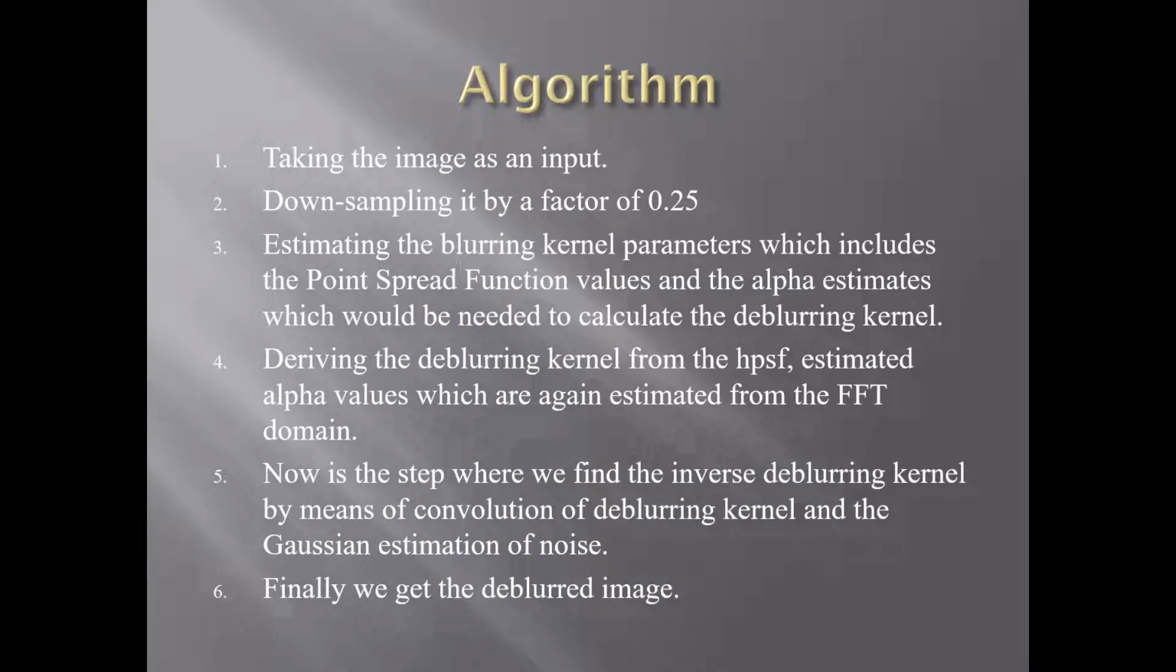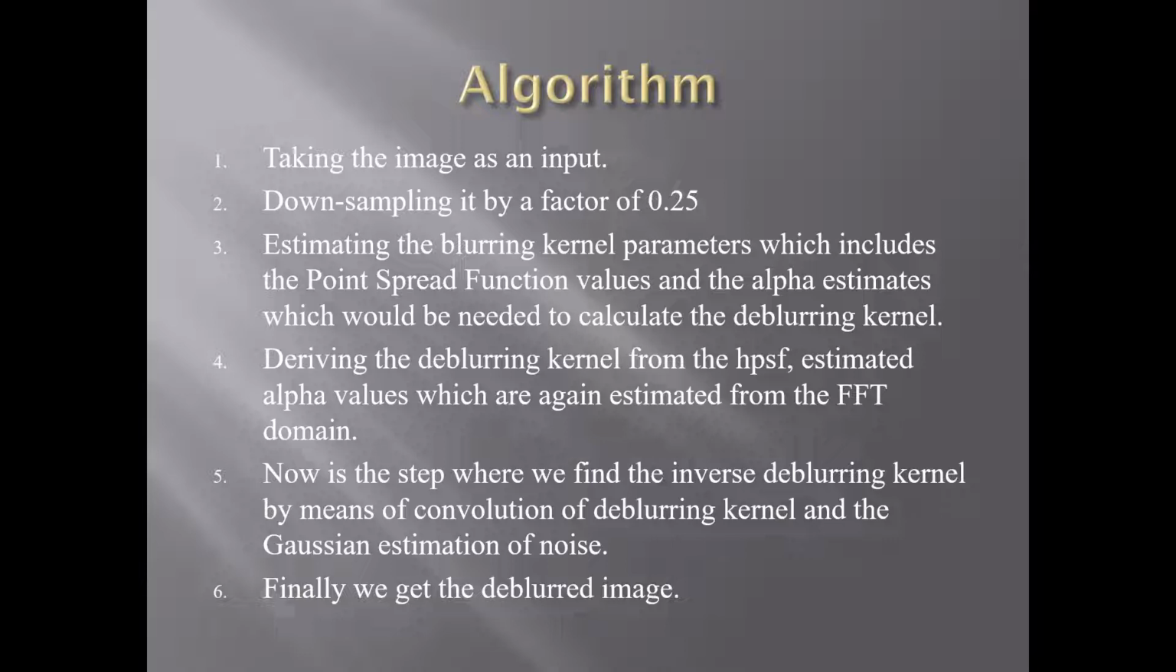The algorithm that was used is, we take the image as an input and we downsample it, because processing all the points or pixel values of the image is very computationally expensive. After we downsample the image, we try to estimate our learning kernel parameters, which include the values of the PSF and the alpha estimates. The alpha estimate is basically the point spread function taken as a function of the omega, the frequency values.